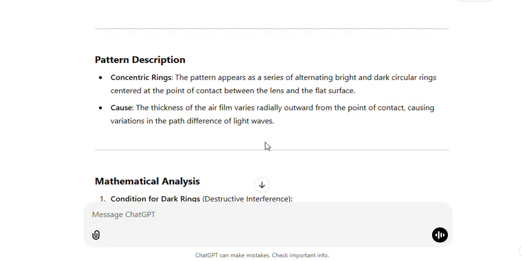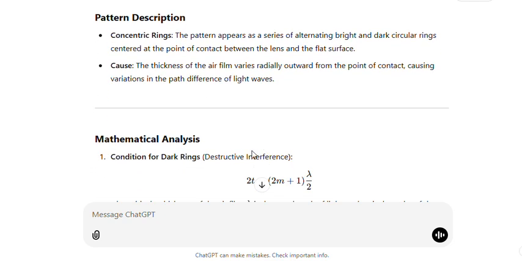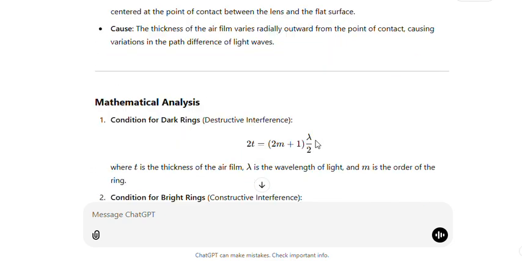Mathematical analysis. Condition for dark rings: destructive interference is 2t = (2m+1)λ/2, where t is the thickness of the air film, λ is the wavelength of light, and m is the order of the ring.